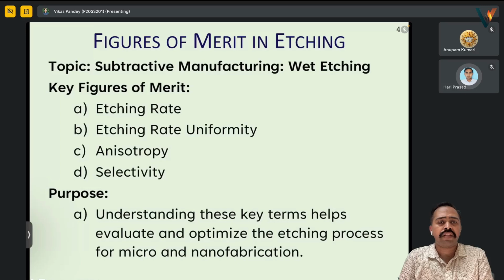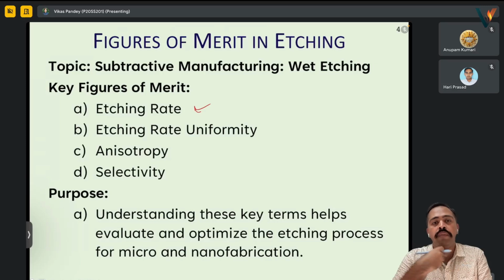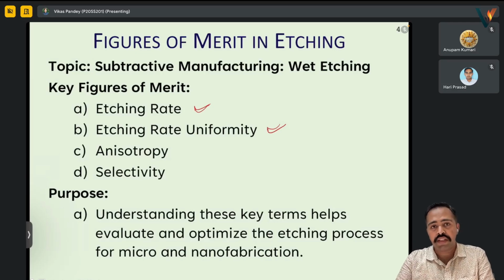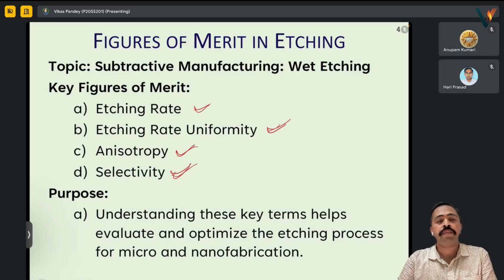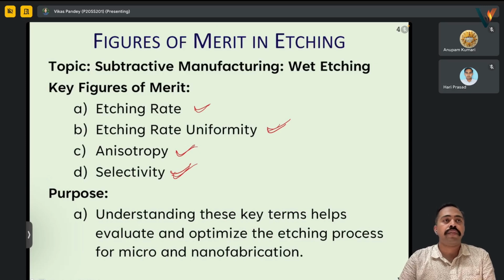Some key figures of merit are: one is etching rate, at which this removal of material occurs; etching rate uniformity, how uniformly it is etching; anisotropy; and selectivity. We will be covering these one by one. These are important because whenever we select what kind of etching process we will use, we have to look at these figures of merit, so that we optimize our process and select according to our need.